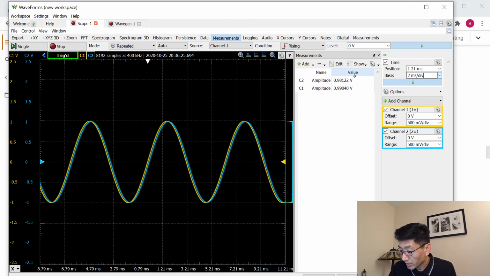Okay, so that's the observation of the second order low pass filter on the scope.